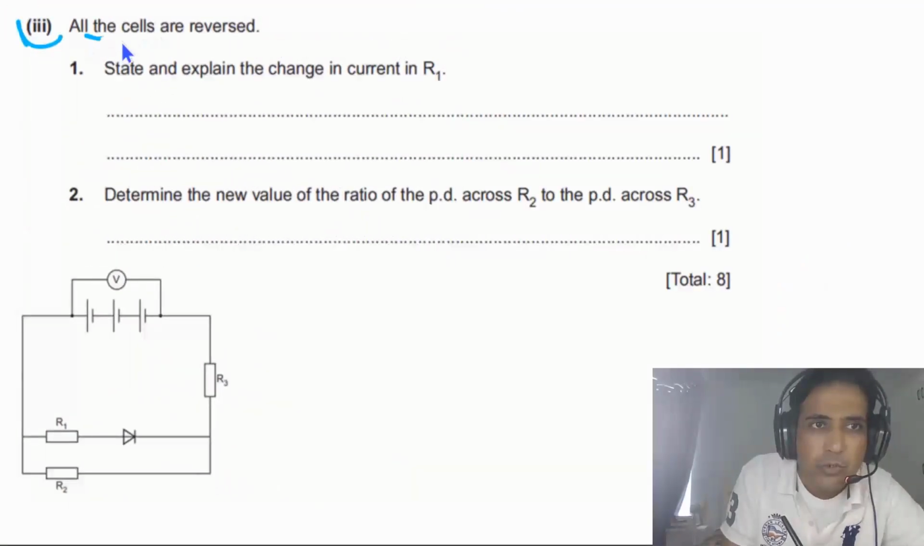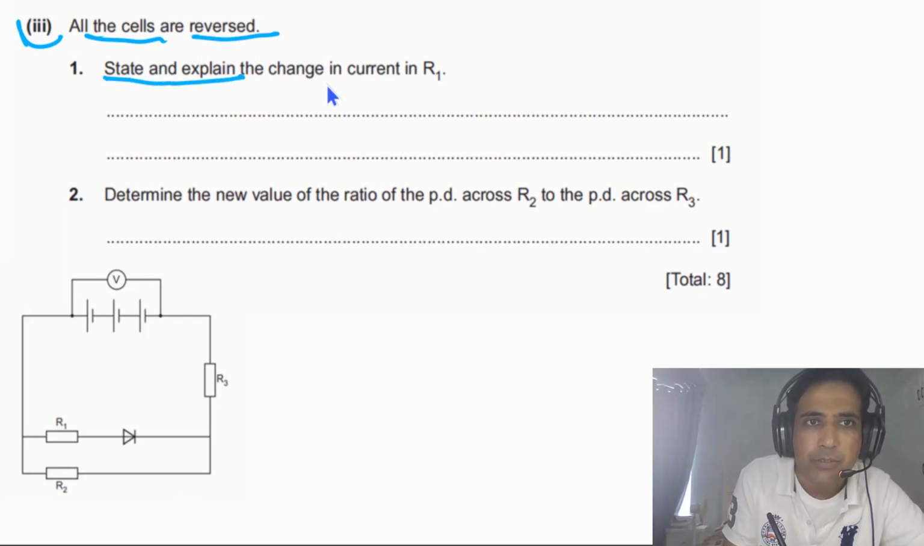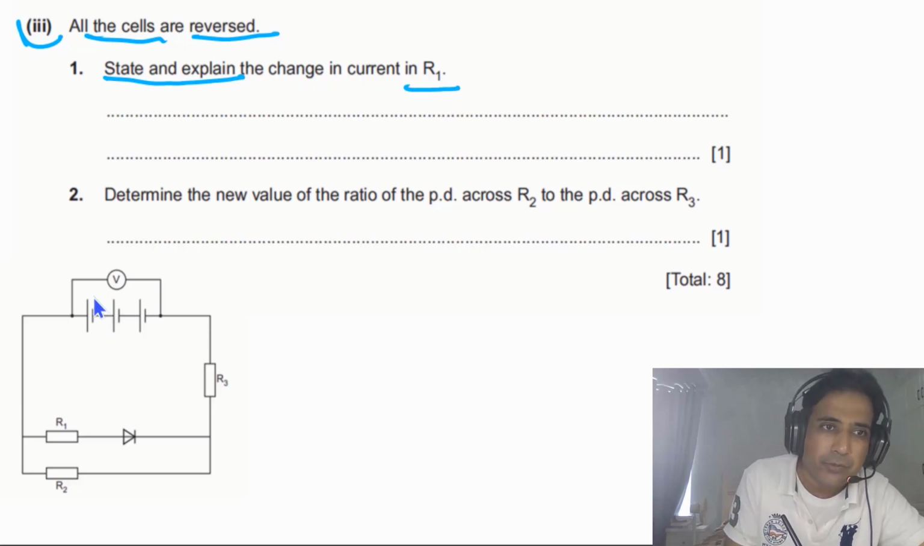Third part says all the cells are reversed. For part 1, we need to state and explain the change in current in R1. All the cells are reversed. It simply means that the negative terminal becomes positive and the positive terminal becomes negative. So we can draw these blue lines to represent the positive terminal. So in this case, current will flow like this.